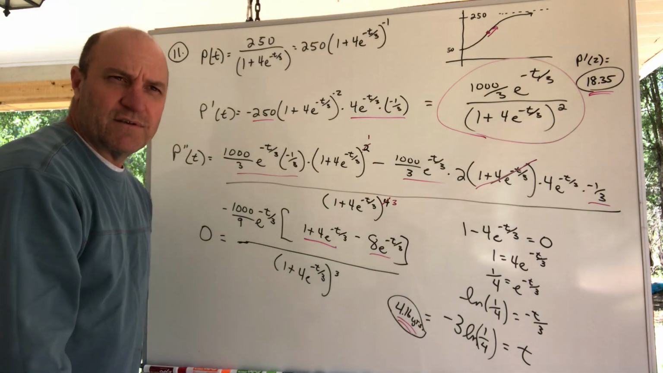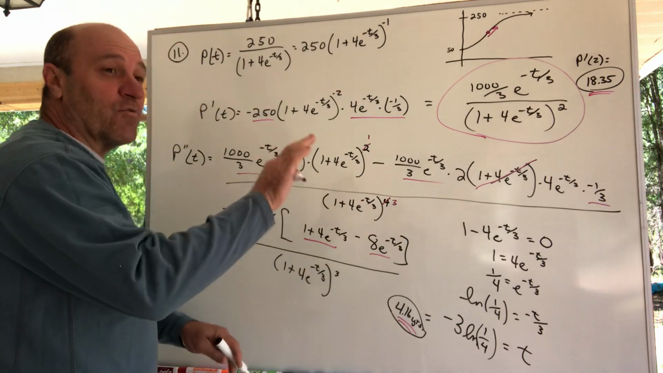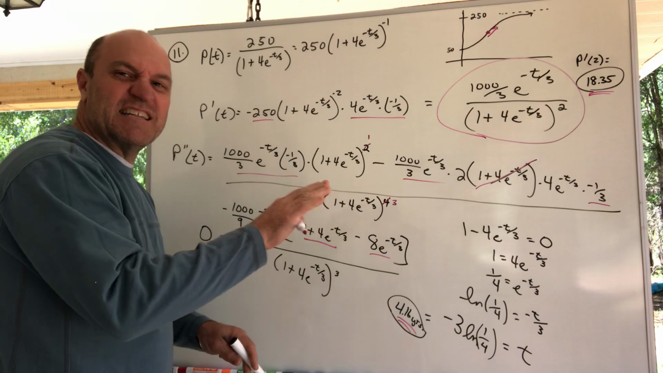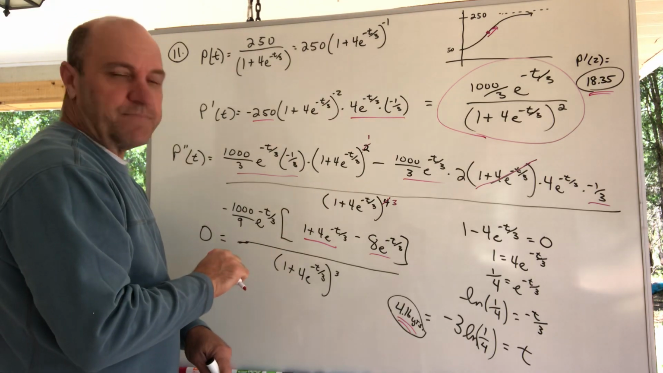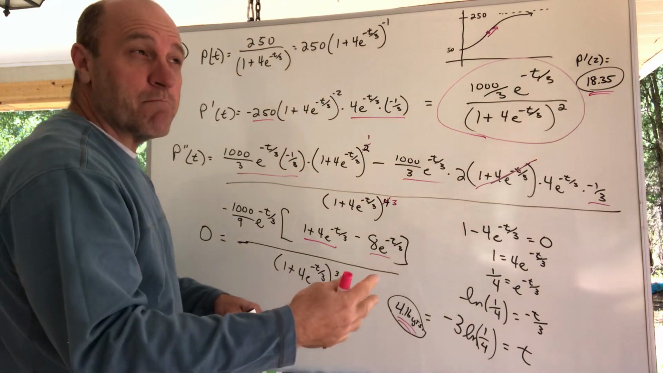4.16 years. What is that again? Oh, the inflection point. That's when the rate of population growth is the steepest. The population is increasing most rapidly.